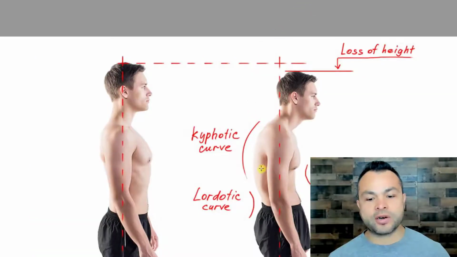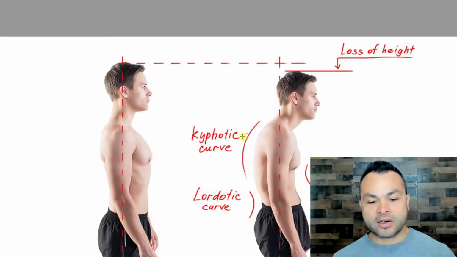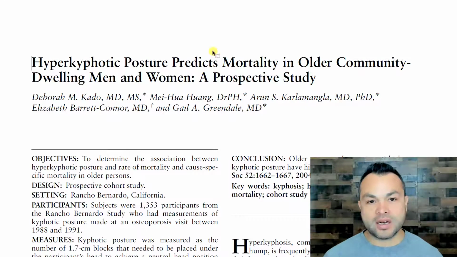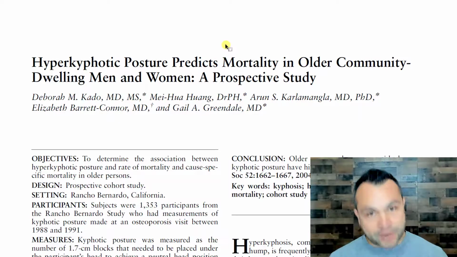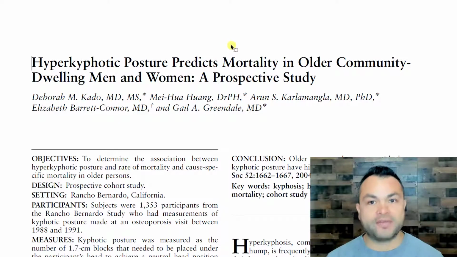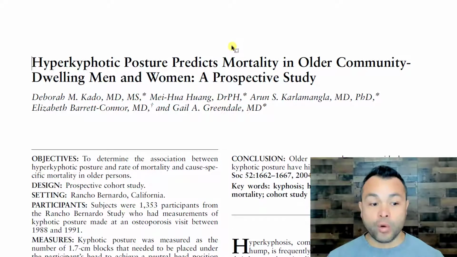I'm going to show you a picture here. Basically, when you see the exaggerated hump in the back where somebody is really leaning forward, that is considered kyphosis. So the forward bending or exaggerated posture that you would see in an individual in their mid-back. This is also known as Dowager's hump or just humpback. Now, like I said, the title of this study, Hyperkyphotic Posture, too much of a kyphosis, and how it predicts mortality. It predicts death in older community dwelling men and women.